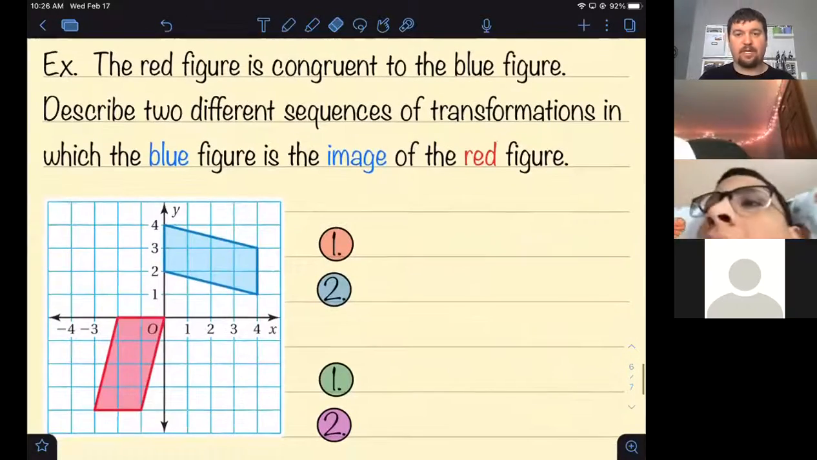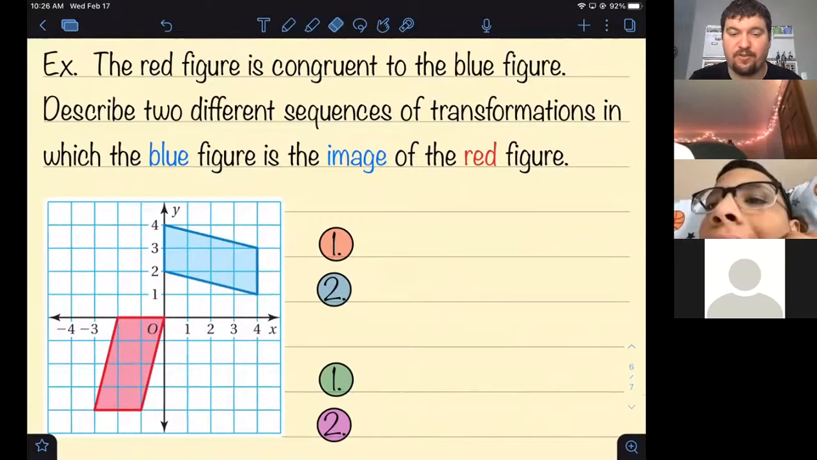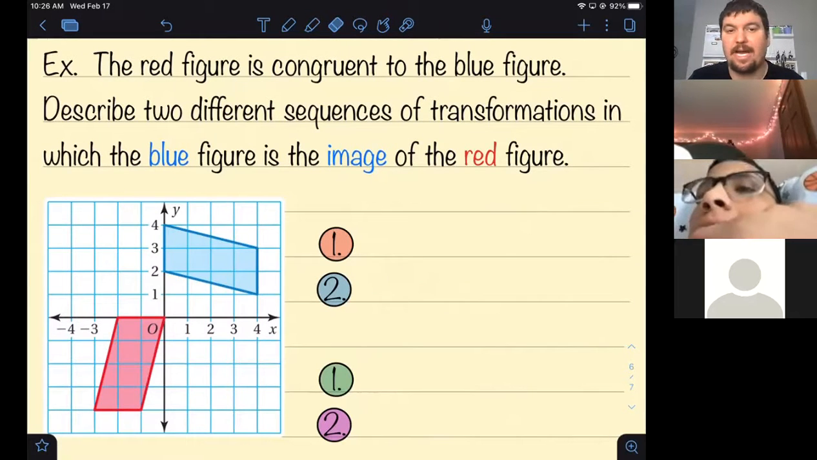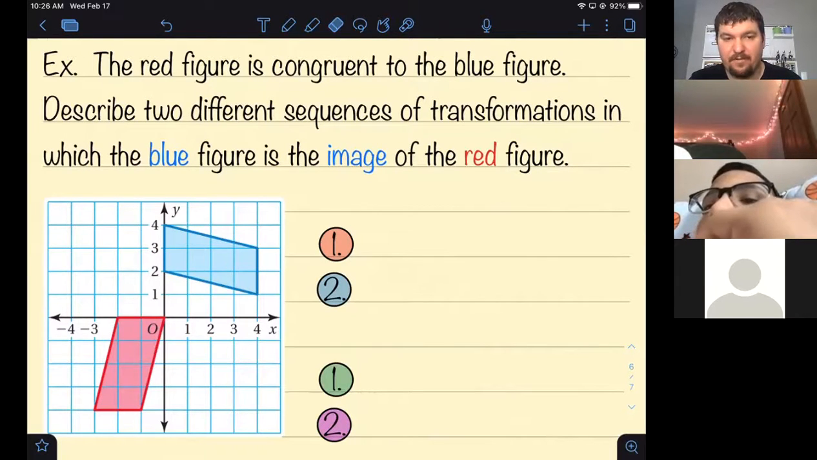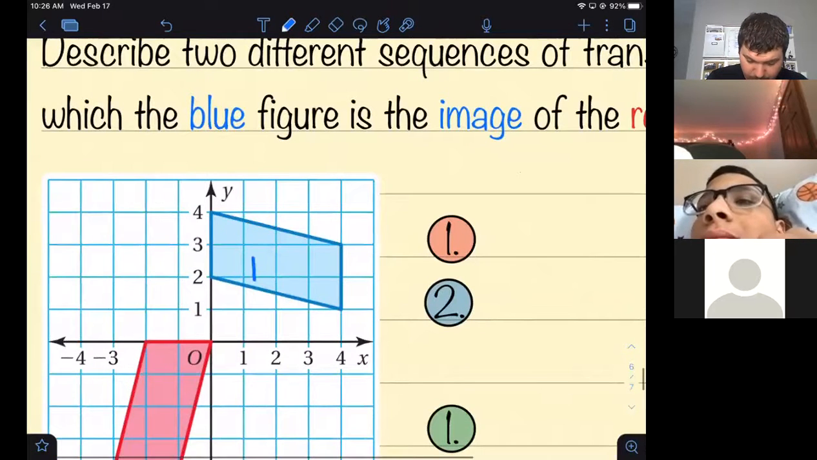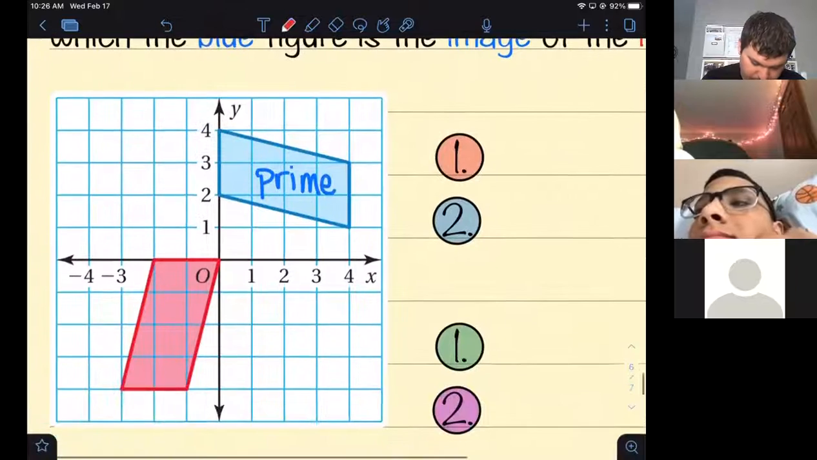It says the red figure is congruent to the blue figure. So we know if there was a transformation, it had to have been a translation, a reflection, or a rotation. There was no dilation yet, so we haven't talked about dilations. Describe 2 different sequences of transformations in which the blue figure is the image of the red figure, which means the blue figure is the prime figure. Okay, so the original one is the red figure.